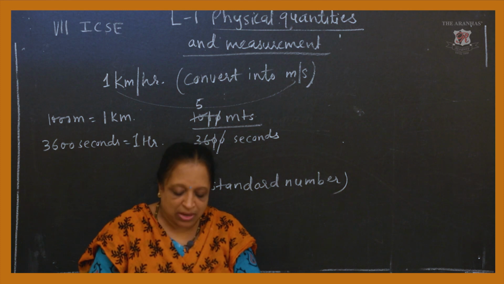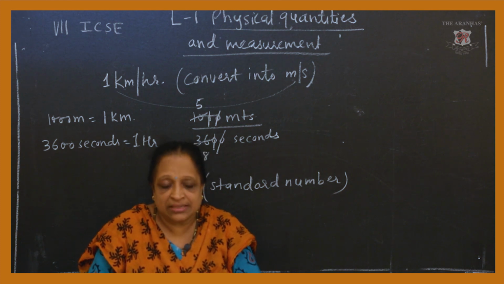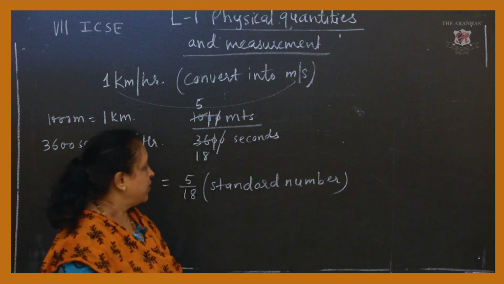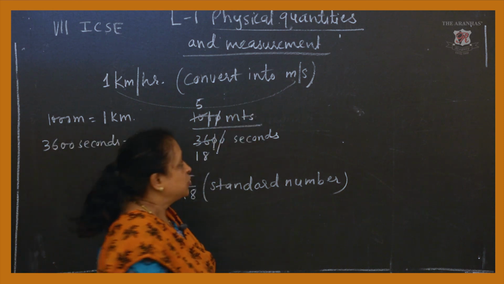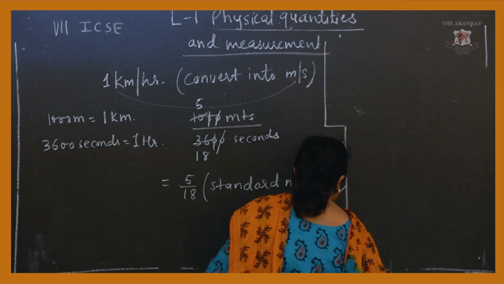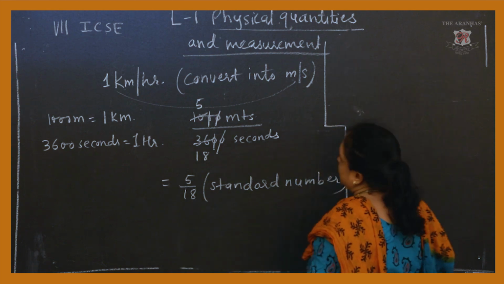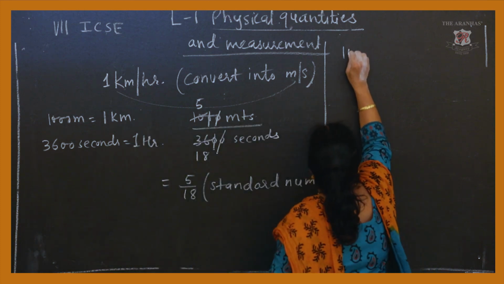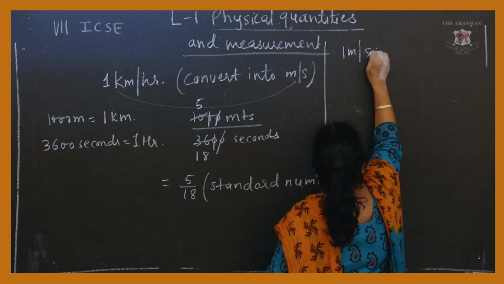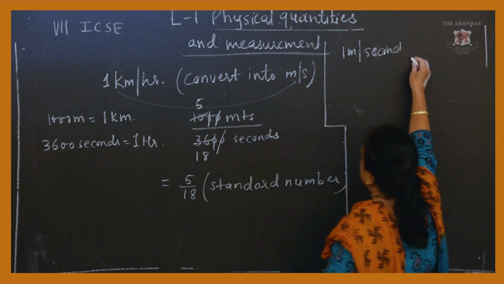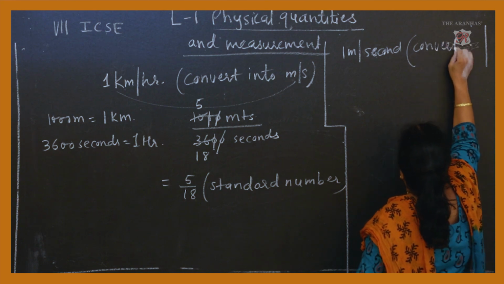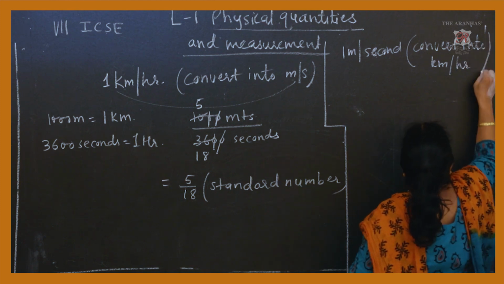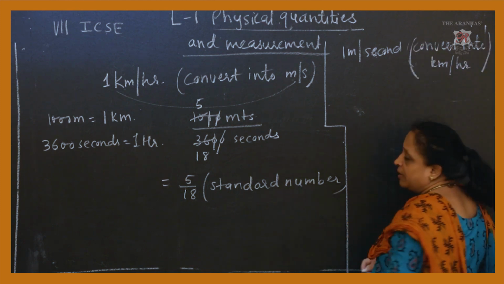Now we can do the opposite also, that is meters per second into kilometer per hour. How are we going to do it? I will do this side so you will understand the difference between the two. If the speed is given as 1 meter per second, per second means it is 1 second only. So that we are going to convert into kilometer per hour.